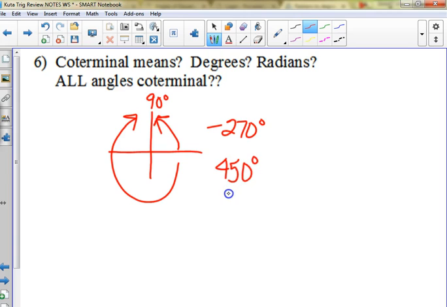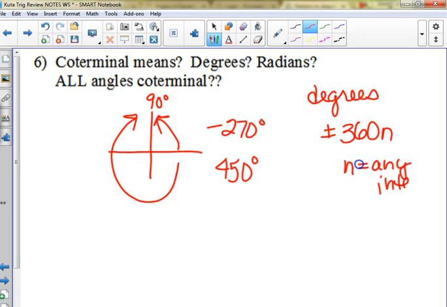Do you remember how we find all those names? You could add and subtract what? 360. One extra rotation. So in degrees, we'll talk more about this tomorrow, but real quick, you would add and subtract multiples of 360 where n is any integer. So you could add 360 once, you could subtract 360 once. You could add 360 twice, and you'd be at the same spot on the circle. Are we good? Okay, what if it's in radians though?